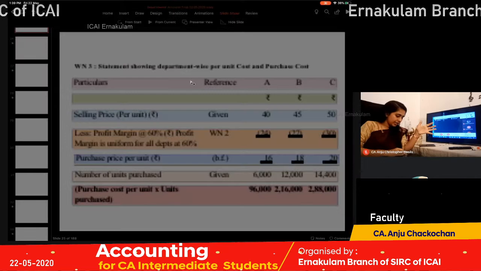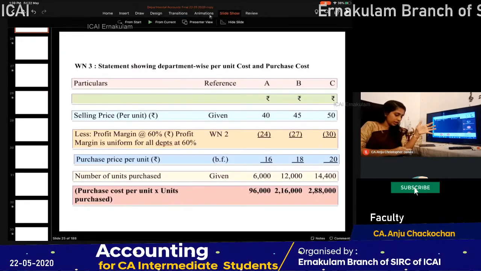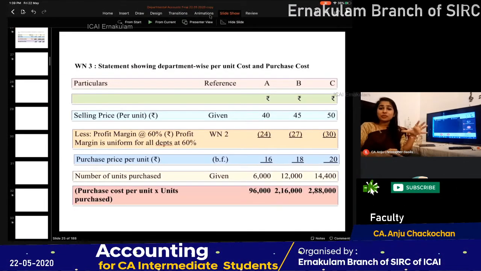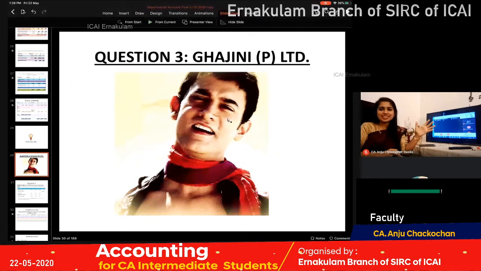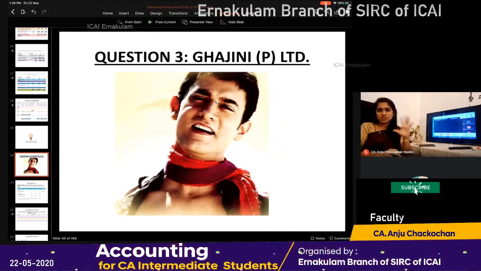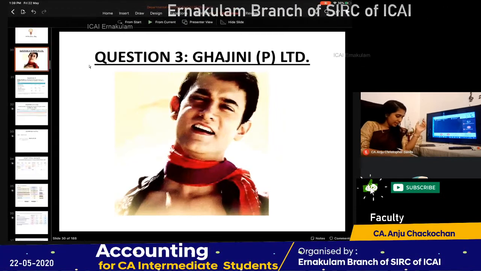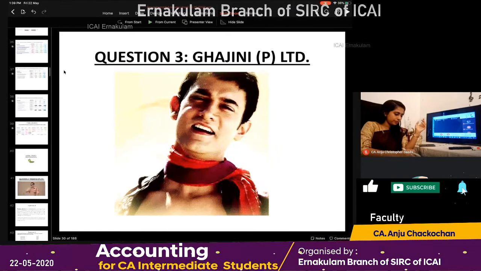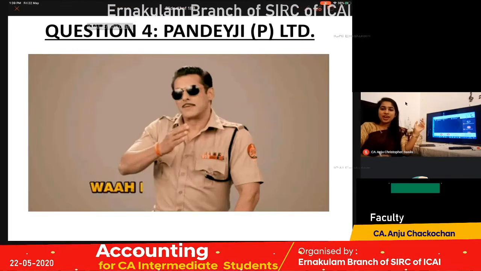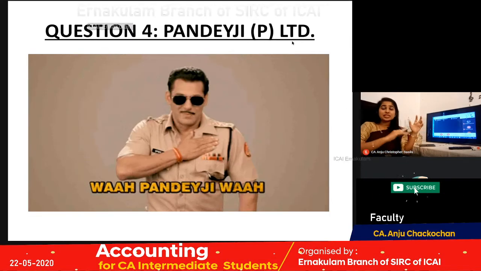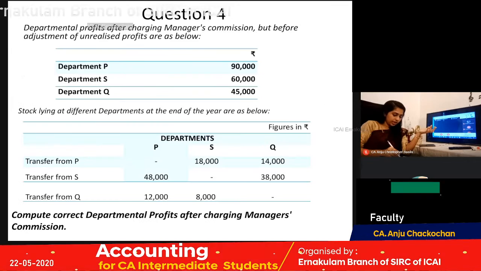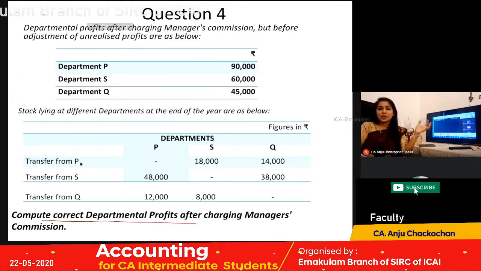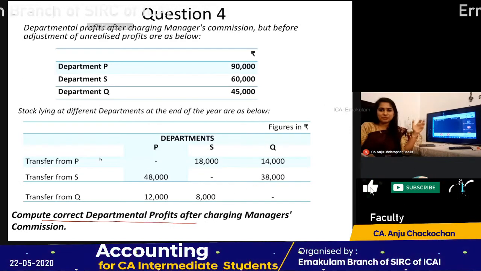All right, and then we learned the next question regarding Gajni Private Limited. That was also the same pattern. Okay, it was exactly the same as the previous question, just a figure changes here and there. And then was Pandey Private Limited. The question number 4, in Pandey Private Limited, there were interdepartmental transfers, and we were asked to compute the correct departmental profits.